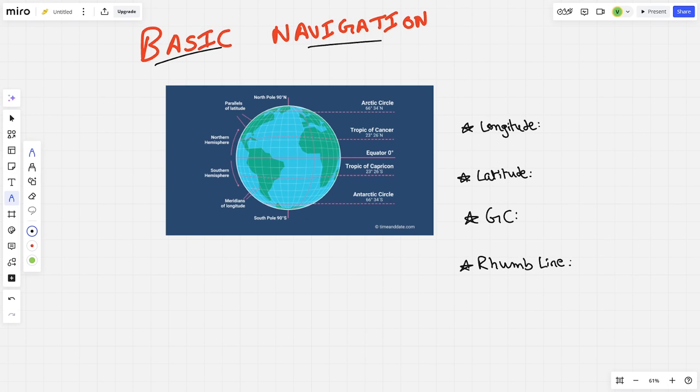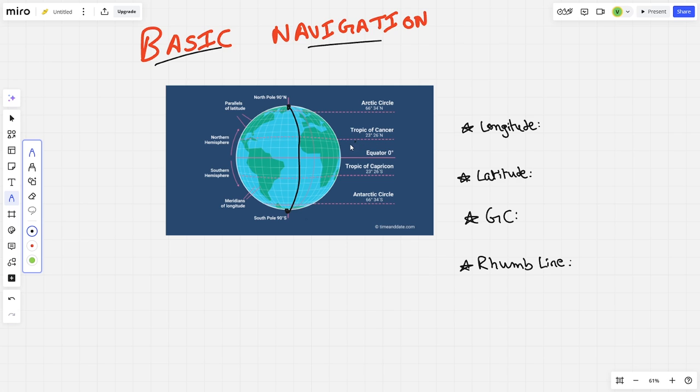Latitudes and longitudes are imaginary lines on the surface of the Earth which help us navigate and accurately define the address of a particular location on the globe. A longitude is basically an imaginary line that runs from the North Pole to the South Pole. It is a semi-great circle. What is a semi-great circle, you ask? We'll get to that in a minute, but it's a semi-great circle for now with imaginary lines running from the North Pole to the South Pole.